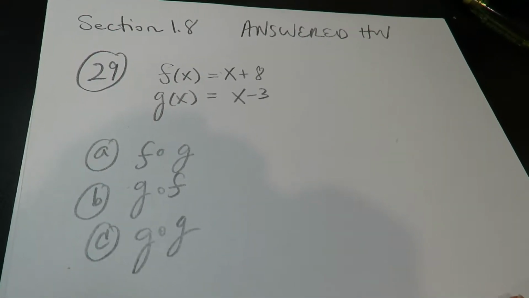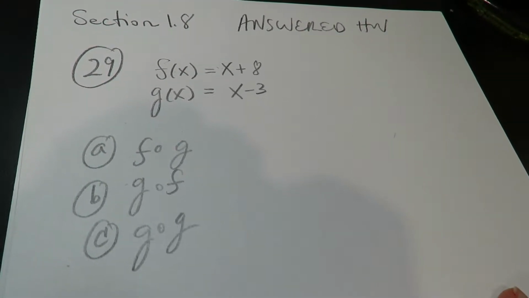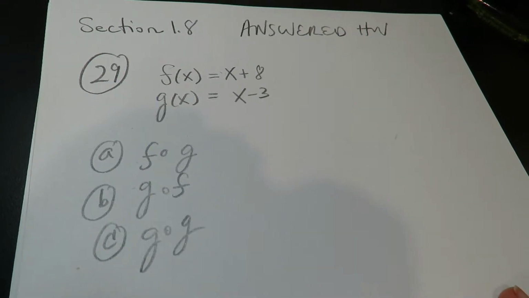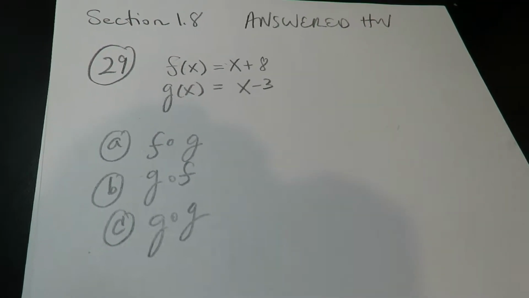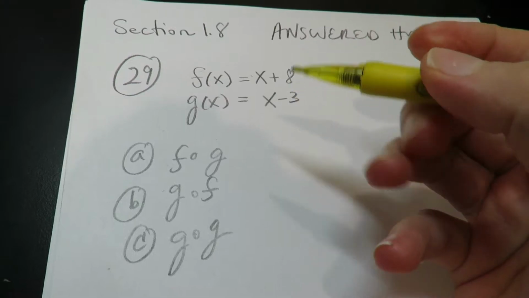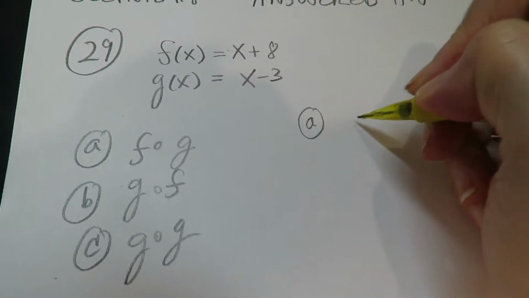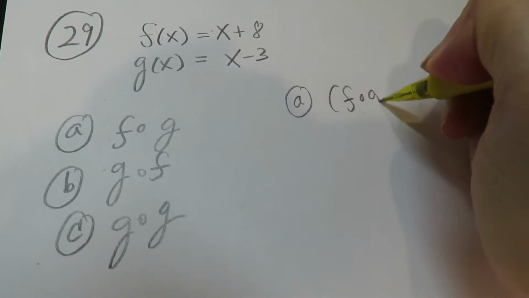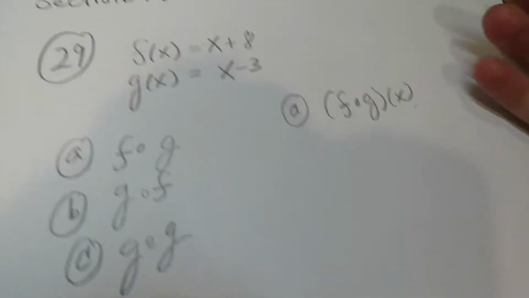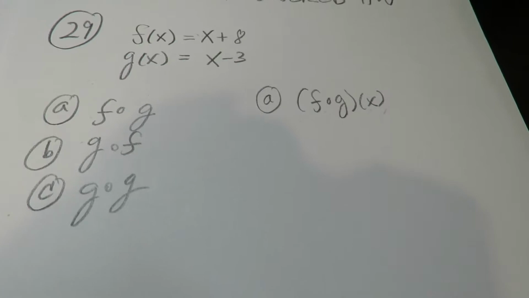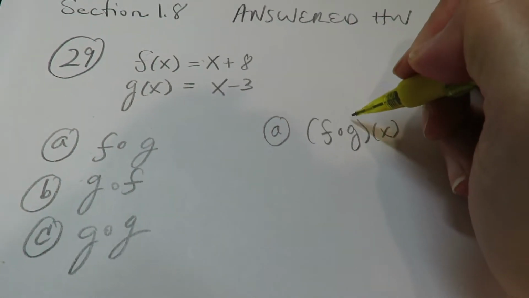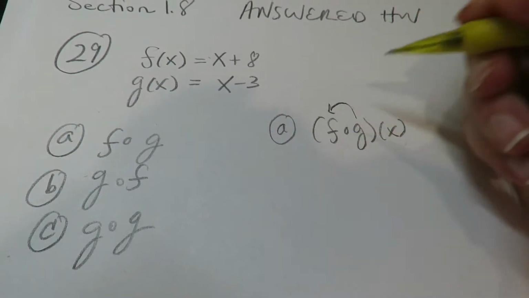Okay, gang, section 1.8, number 25, we're going to do composites. All right, so let's start with the first one. We're going to do F composite G of X. Now, remember, the one on the right always gets stuffed into the one on the left.